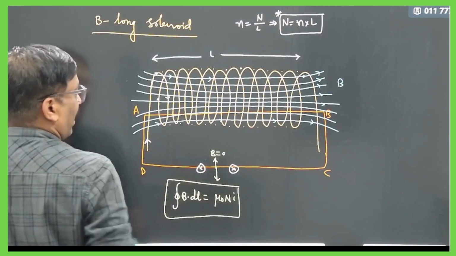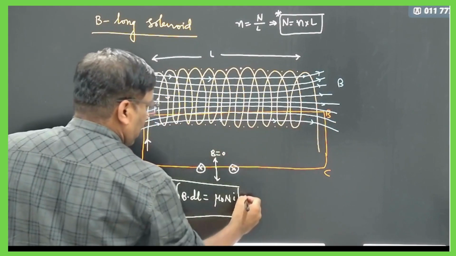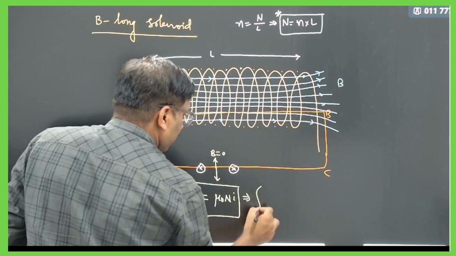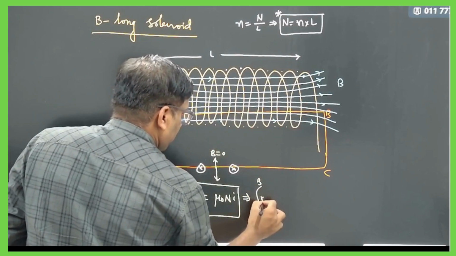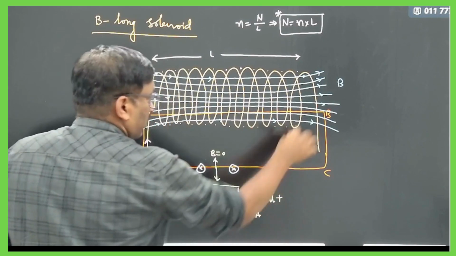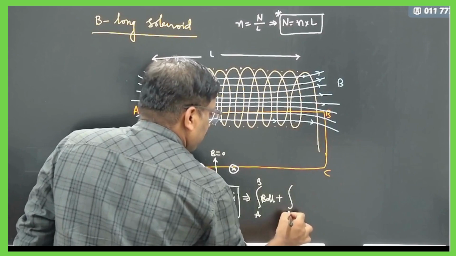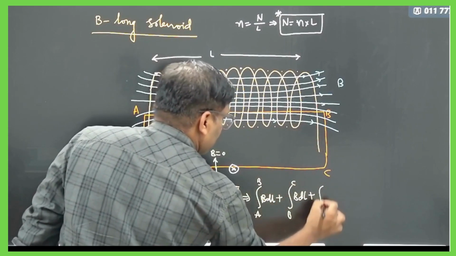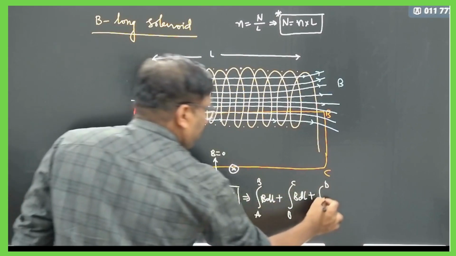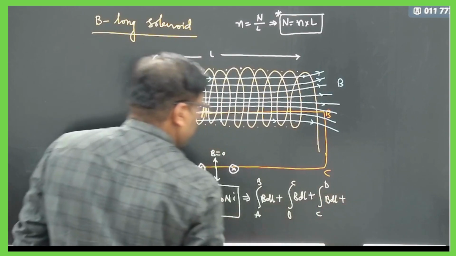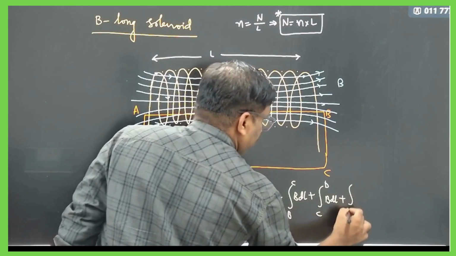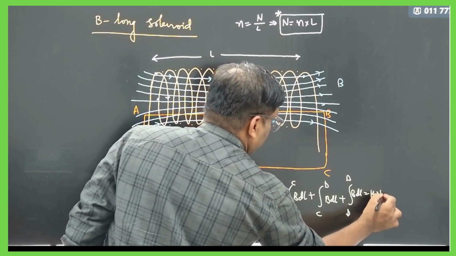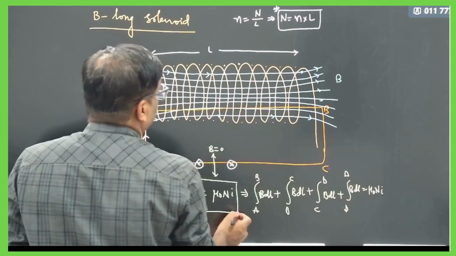Clear? So if you do the line integral, I can rewrite it as the integral from A to B of B dl, plus the integral from B to C of B dl, plus the integral from C to D of B dl, plus the integral from D to A of B dl, and it will be equal to mu naught into Ni. Clear?